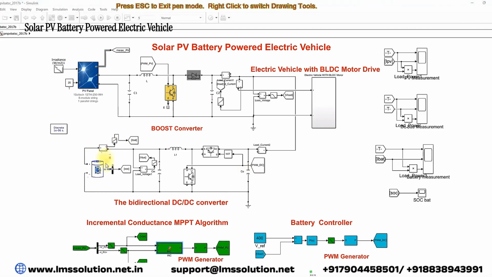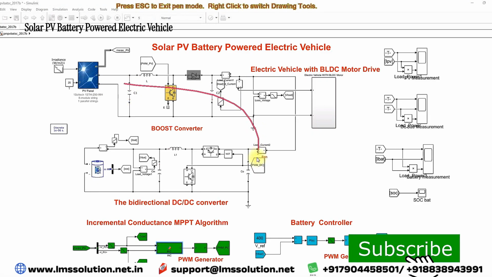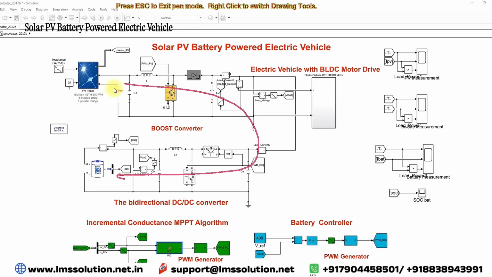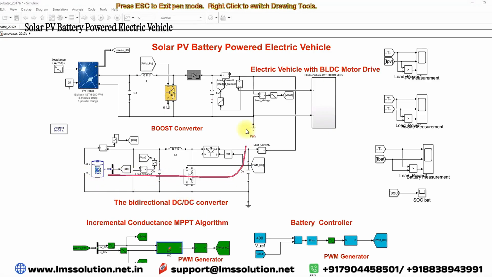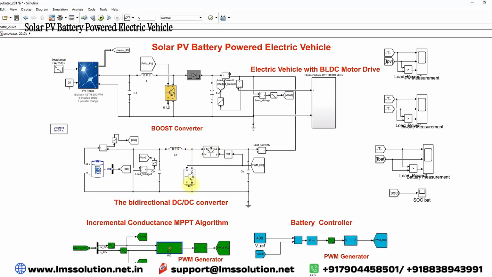And here we are using battery storage. The battery storage is connected to the DC bus via this bidirectional converter, because the battery can act as a source as well as a load. If excess power is available in the PV, meaning more than the load needs, then that excess power will be given to the battery to charge it. When PV does not have enough power to supply the load, during that time the battery will supply the load of the electric vehicle. For that we have this bidirectional converter. It works in both directions.